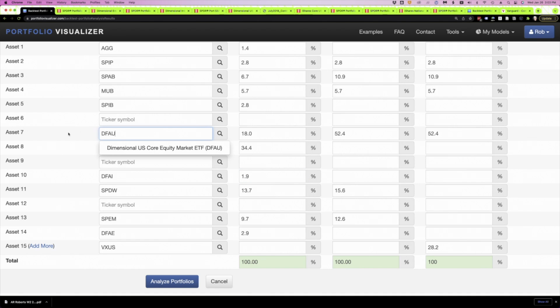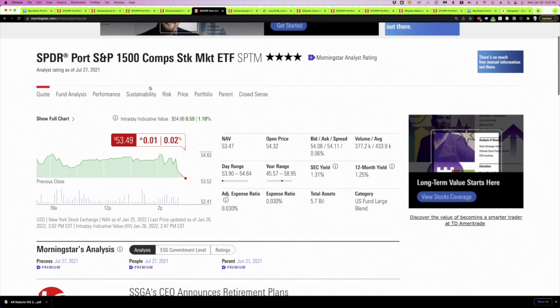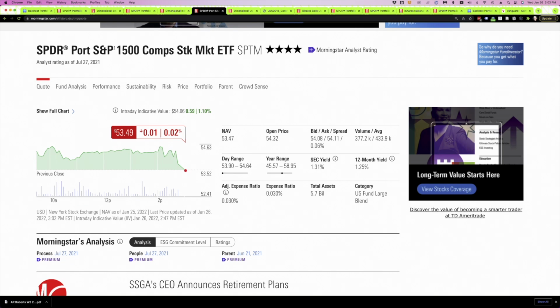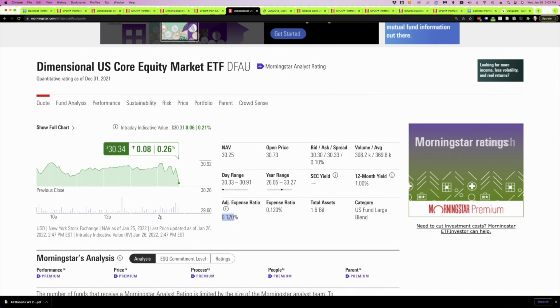This is core market. So again, a dimensional and a SPDR. That seems to be the approach for this fund. And we can do the same thing. Here's the SPDR fund. It's an S&P 1500 fund, very inexpensive, 3 basis points. It's a US fund, large blend. And here's the dimensional, a little more expensive, but pretty cheap. Again, US fund, large blend. There's just a lot of overlap here.